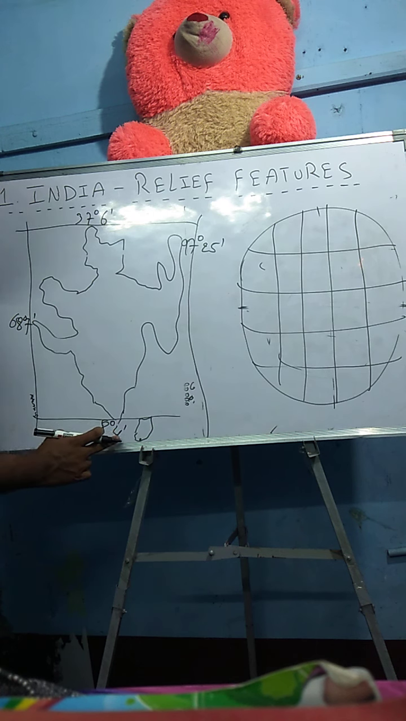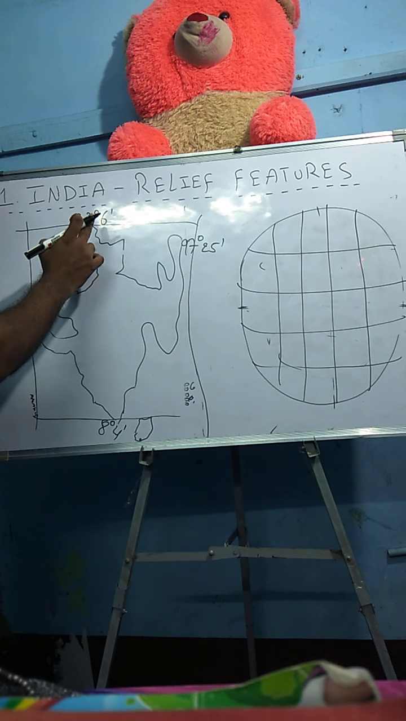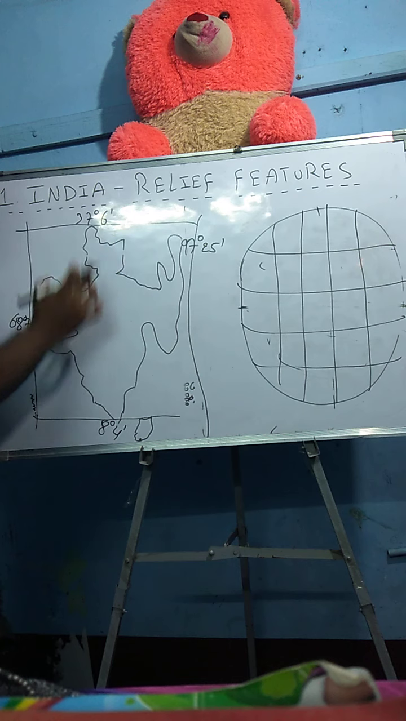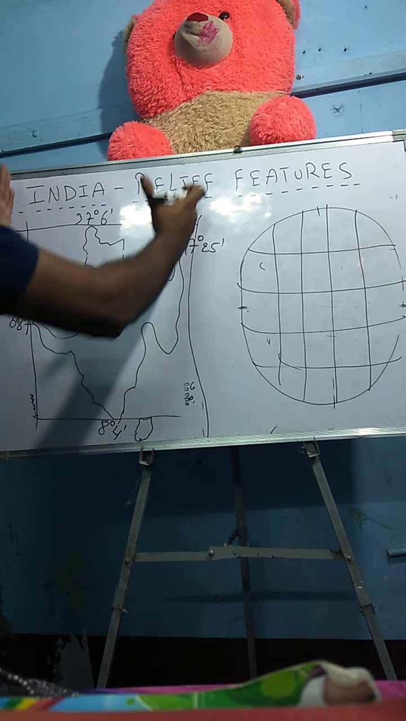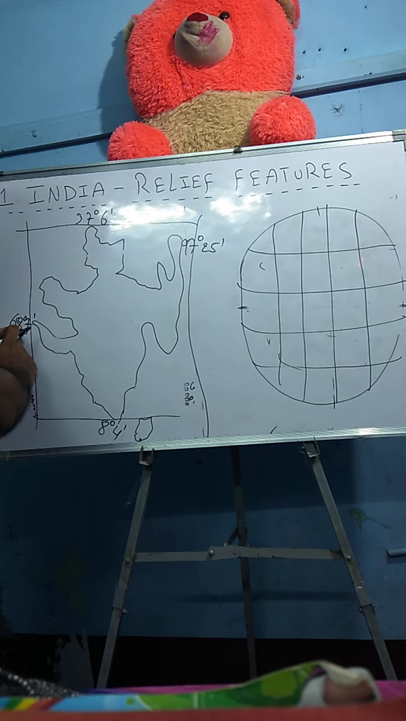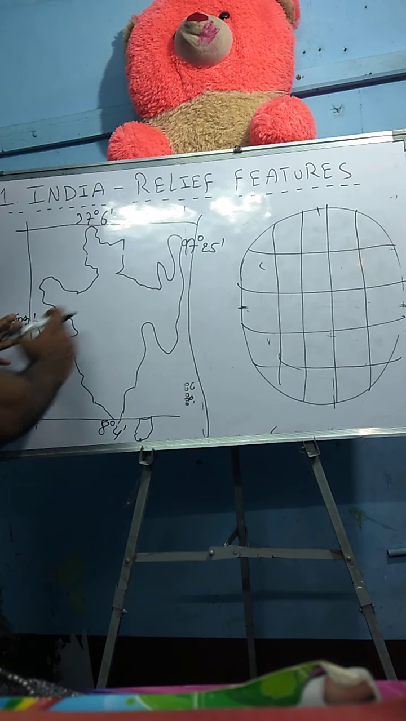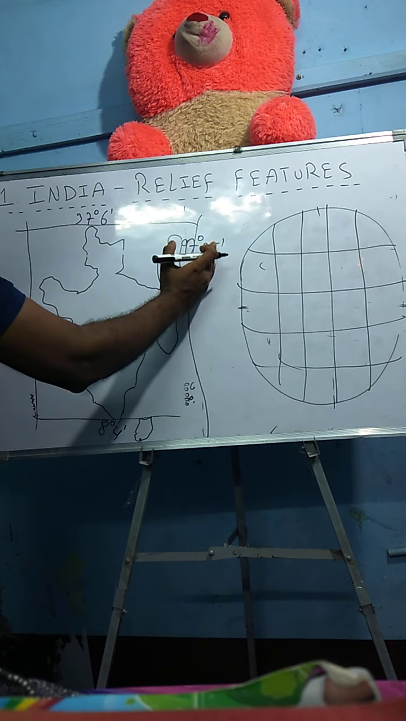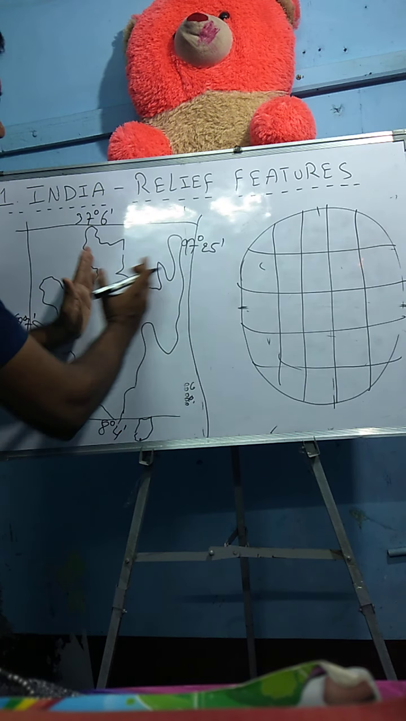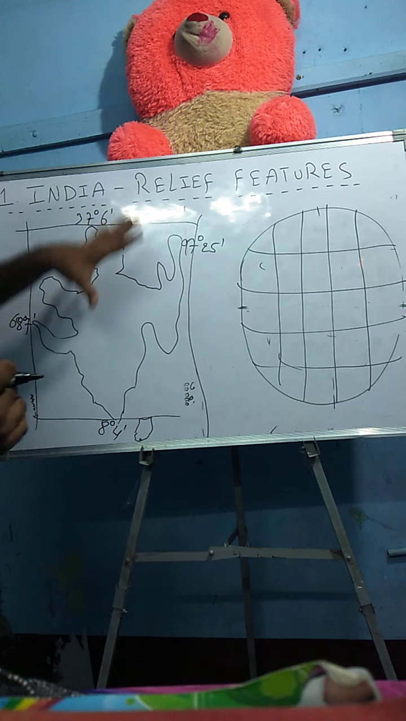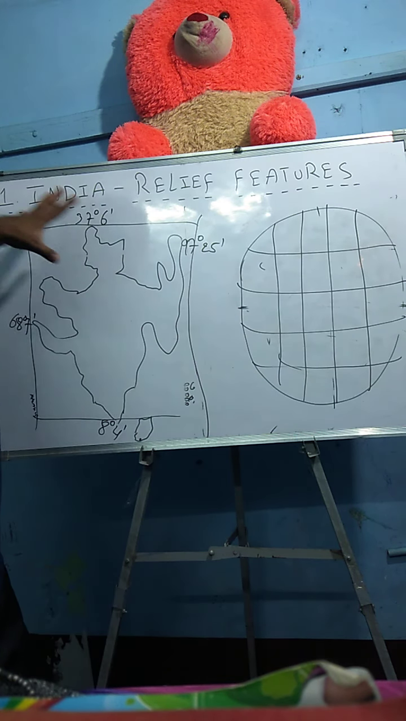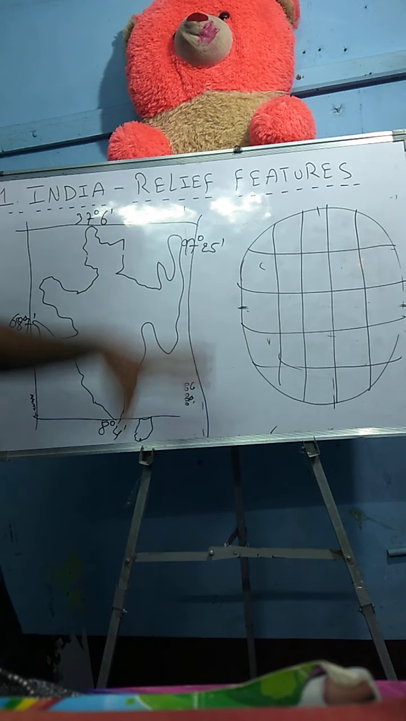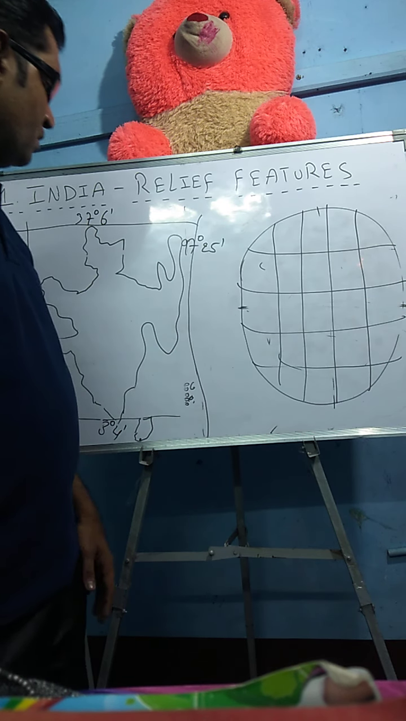India is located between 8 degrees 4 minutes latitude and 37 degrees 6 minutes latitude on the world map. And from the longitudes, the vertical lines point of view, from 68 degrees 7 minutes east side to 97 degrees 25 minutes east side, in this longitude India is located. Here the location of India from the latitude and longitude point of view is given in degrees.